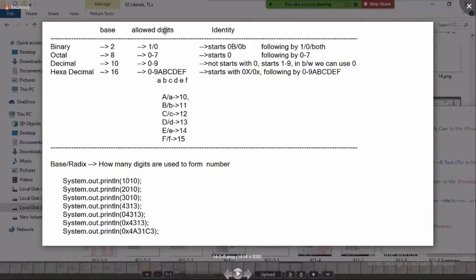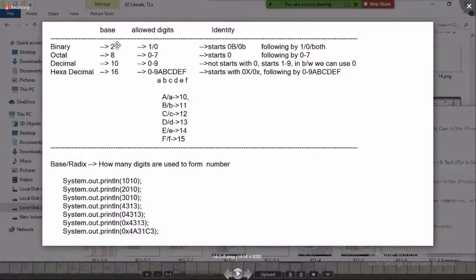Base 2 means only 2 digits are allowed. In a binary number, the allowed digits are only 1 and 0, that is 2 digits. In an octal number, allowed digits are 8: 0 to 7. In decimal, allowed digits are 10: 0 to 9. In a hexadecimal literal, the allowed digits are 16: 0 to 9 and A to F. So that's why the base is called what? What do you call it?